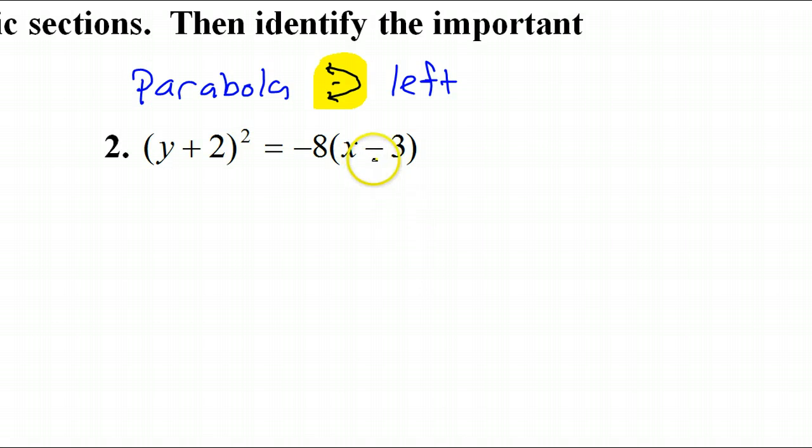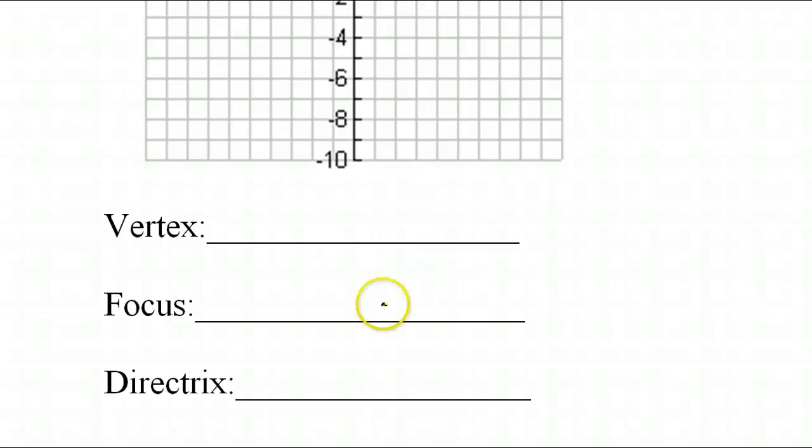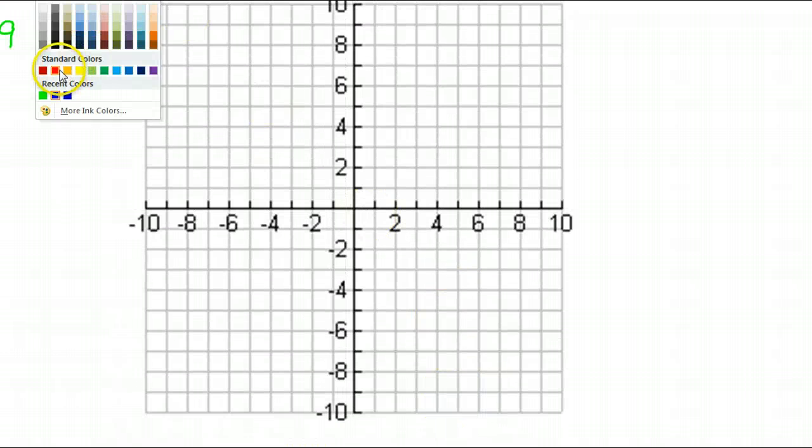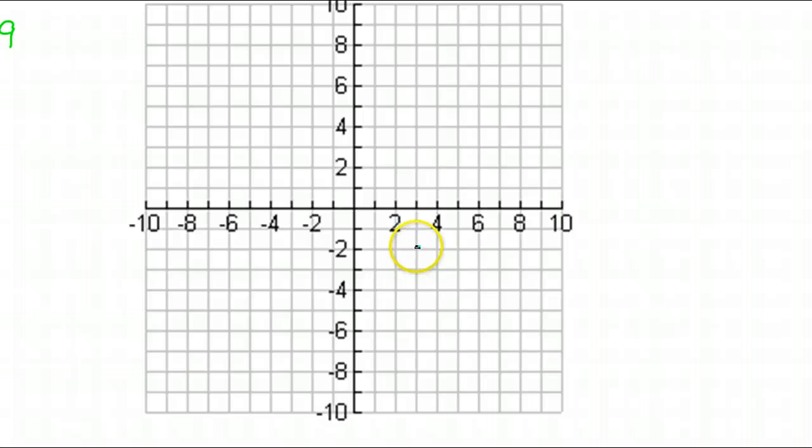So it opens to the left. Anyway, it's already in standard form. So the vertex, now do not get it backwards. You have to start with the x. So it's the opposite of this and the opposite of that. So +3, -2 in that order. So there's your vertex. Let's go ahead and graph that up. +3, -2. That's my vertex.